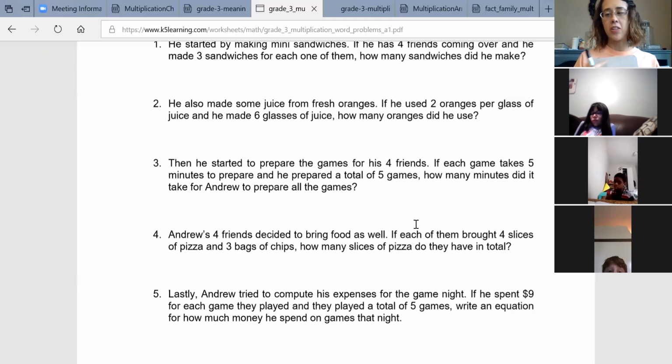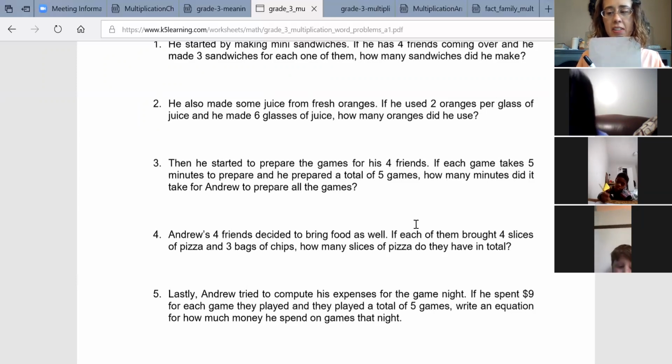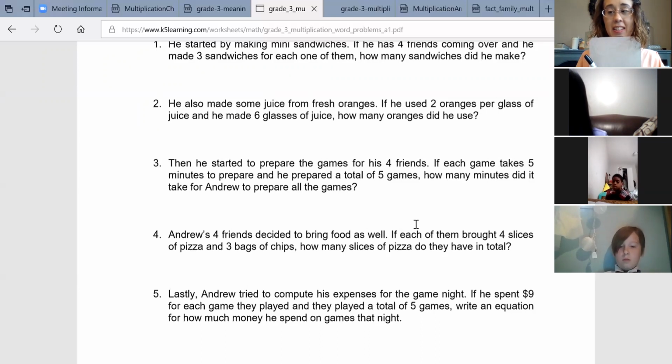So how many circles will you draw for your groups or for your cups? How many circles? Mm-hmm. 2. You've got 6 cups of juice. So how many circles? 12. Yeah, 12. Wait. 6. Yeah, so you draw that one.